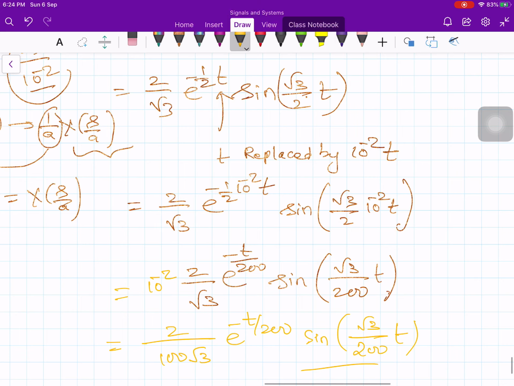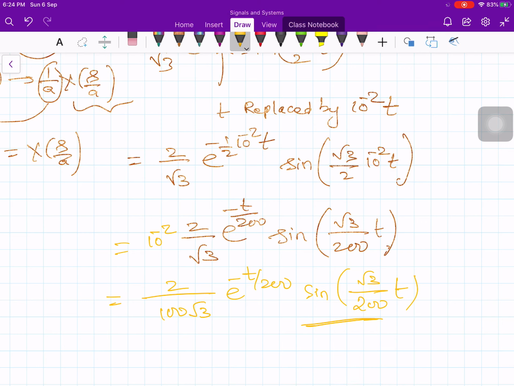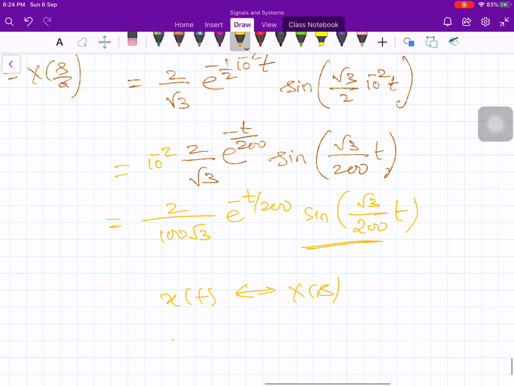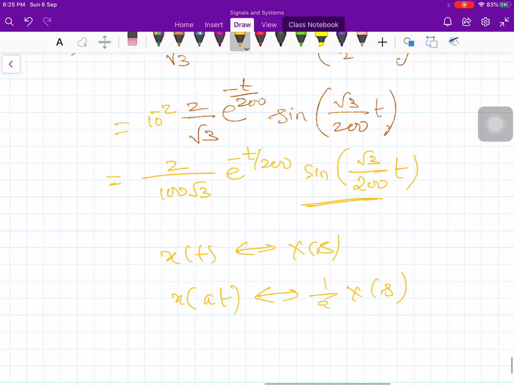So the scaling rule helps us to change the scale of the coefficients so that you can handle convenient numbers instead of some complex transforms. Remember this problem we did: for x of t, the Laplace transform is x of s, and for x of a t, the Laplace transform is 1 over a times x of s by a. That means a times x of a t has Laplace transform x of s by a. That's what we want to say.